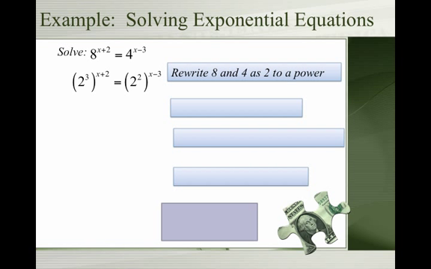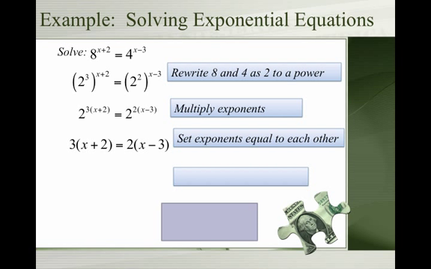All right, what do we do when we have a power raised to a power? Like I have 3, and then I have x plus 2 on the outside. Well, we're going to multiply. So we multiply our exponents when we have a power raised to a power. So I have 2 raised to the 3 times x plus 2 equals 2 raised to the 2 times x minus 3.